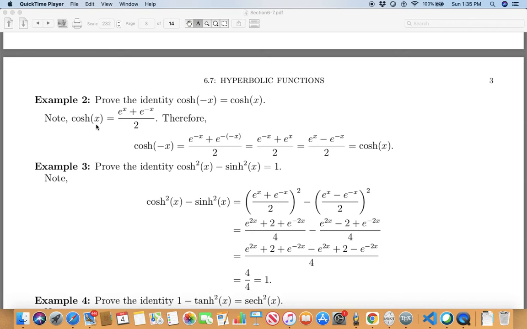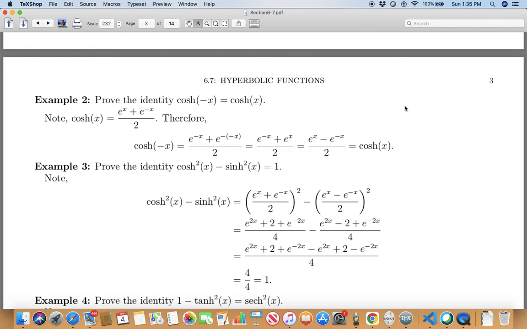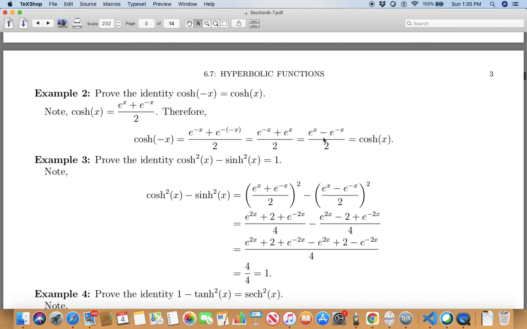Note, cosine hyperbolic of x is e raised to x plus e raised to negative x, divided by 2. So what is cosine hyperbolic of negative x? Wherever I see x, I replace it by negative x. That gets me e raised to negative x plus e raised to x, divided by 2. Because it is a plus, I can flip these two, and it should be a plus here. I'm unable to fix it, but this should be a plus here. So when I add, I get cosine hyperbolic x back.